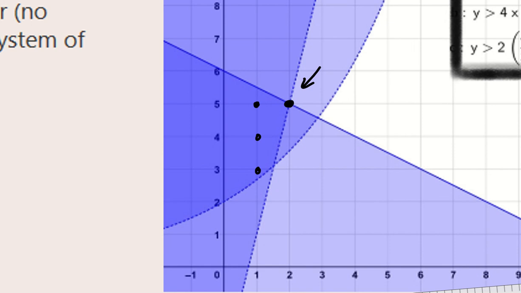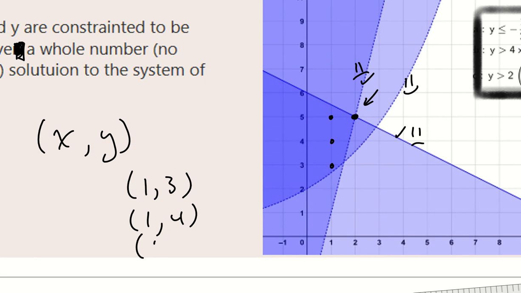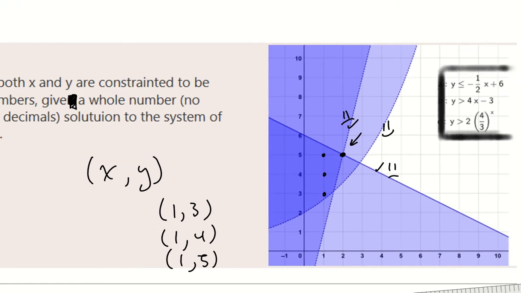It wouldn't satisfy this inequality or this inequality, although it looks like it would satisfy this one, right? This one would be fine. This one would be a no because it's on the line. This one would be a no because it's on the line. So again, your answers are either 1, 3, which is like this, 1 comma 3, or 1 comma 4, or 1 comma 5. Either of those 3 points, I was going to say 4, 3 points would work.